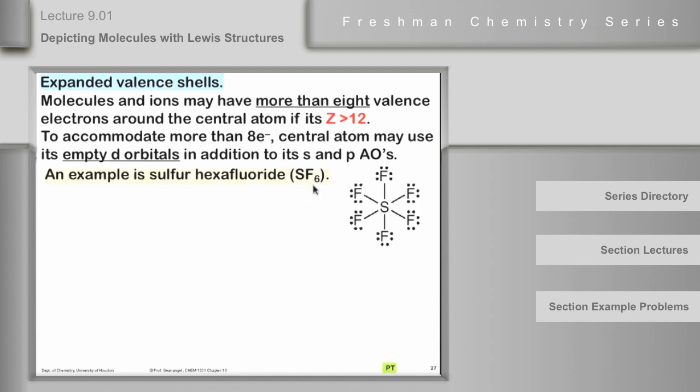Here's sulfur hexafluoride. Here's a molecule that's so stable. It's used in high voltage transformers to keep the system from arcing and having electrical lightning inside of it.